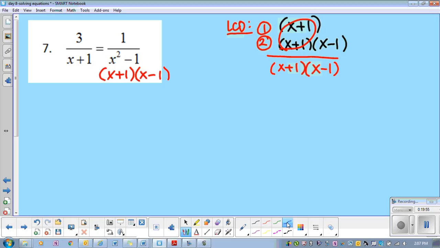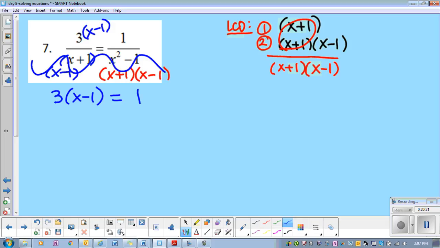So remember, now I'm going to go and see what each of these fractions is missing to look like the LCD. This first one, what does this first one need? X minus 1. So multiply the top by x minus 1. Is the second one missing anything? No. All right. So now one part, cross out the bottom. And then I have 3 times x minus 1 equals 1. Guys, I want you to solve this for x. And then check it, please.